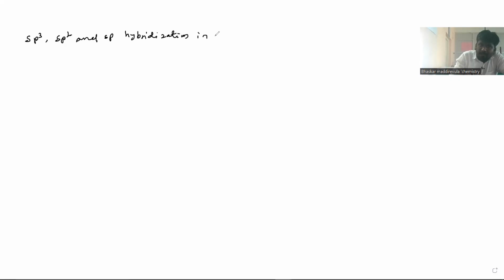Hybridization in other compounds. By taking some other examples, I'm going to explain the sp2, sp3, and sp hybridization. First, I'll go with sp3 hybridization.